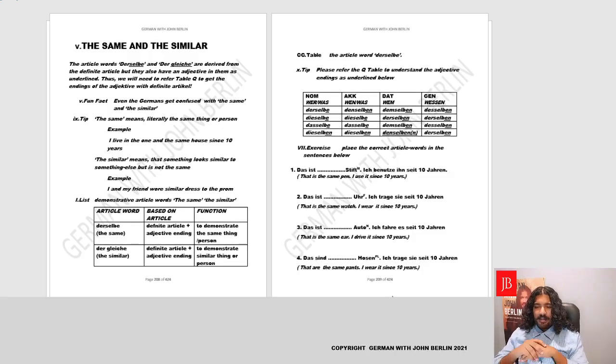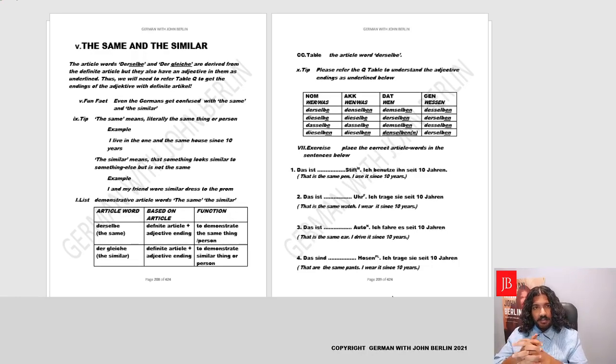All right, welcome back to the topic of article words. As promised, we'll be doing two new article words today: the same and the similar. Before we get started, even native Germans sometimes confuse these article words. So let's have a look at them properly and understand the meaning.